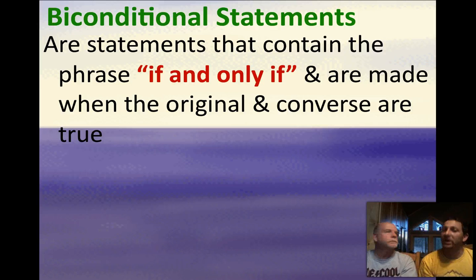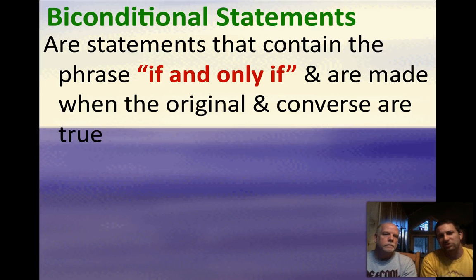All right, so a biconditional statement. Biconditional statements contain the phrase "if and only if," and are made when the original and the converse are true. If you can get this and this to be true, then we have what's called a biconditional statement. If you go back to that one about a right angle being 90 degrees, you can say a right angle is a right angle if and only if its measure is 90 degrees. Because if you think about a right angle, what's the only way it's a right angle? If it's 90 degrees. And if you switch that, an angle that's 90 degrees is a right angle if and only if it's 90 degrees.